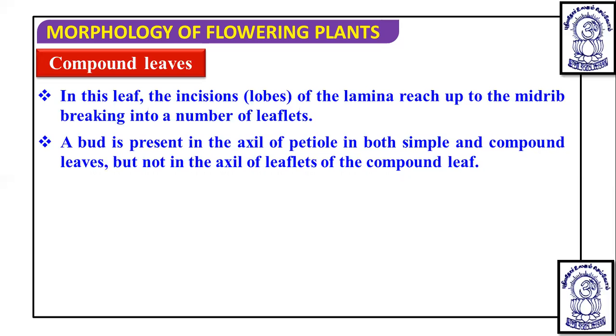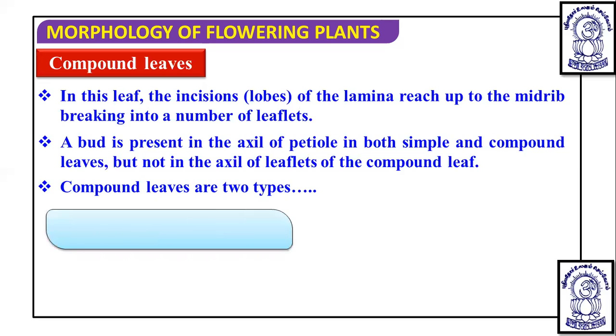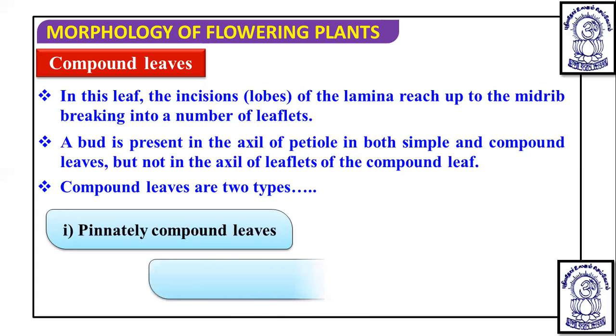But in the axil of a leaflet, the bud cannot be present. Okay. So in the axil of a leaf you can see the presence of a bud, but in the axil of a leaflet you will not see the presence of a bud. And if the incisions are forming leaflets due to reaching the midrib or the tip of the petiole, then compound leaves are produced. These compound leaves are of two types: pinnately compound leaf and palmately compound leaf.